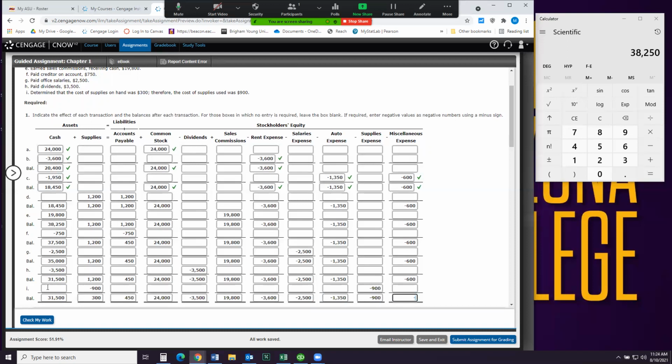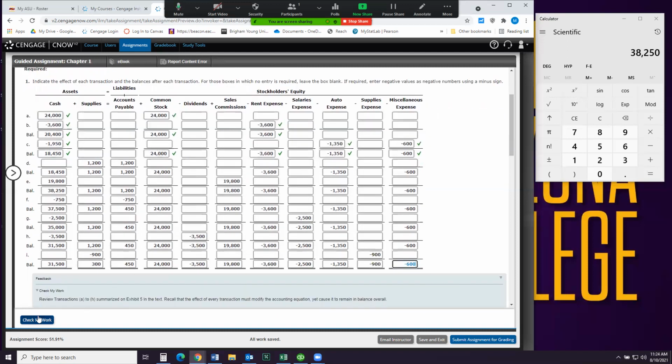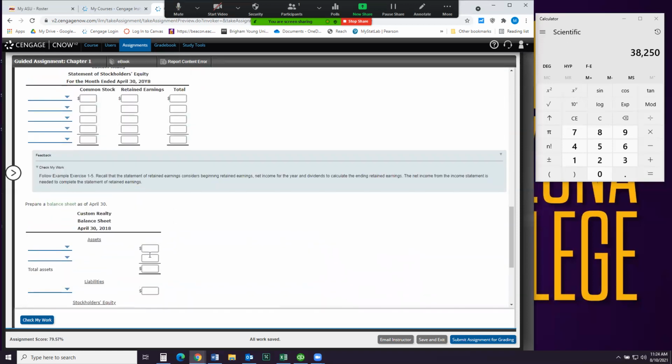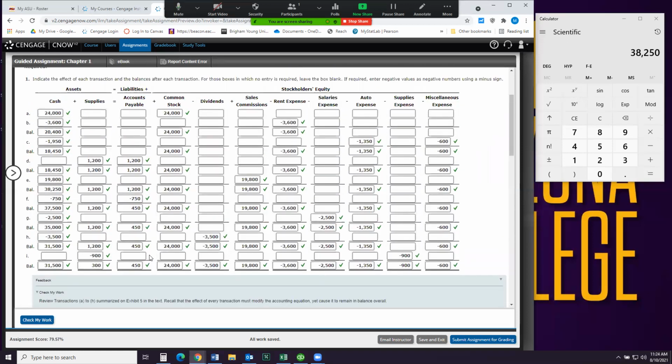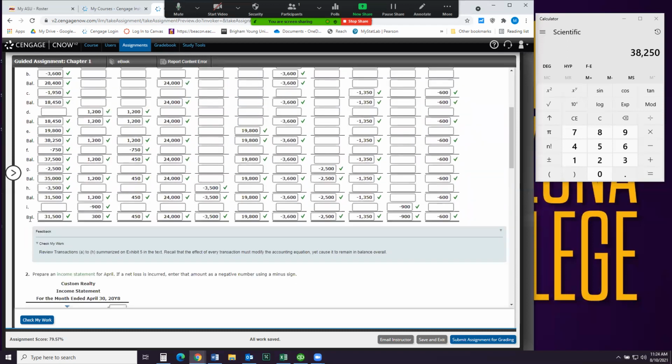And unless I made a mistake, which is very possible, this all should be right. So we're going to check our work, scroll up and see if I made any errors. Looks like I'm good. And so you can do the same thing. You can go through those and get each of those. So these are the balances of our accounts at the end of the month after all of those transactions have been figured in.